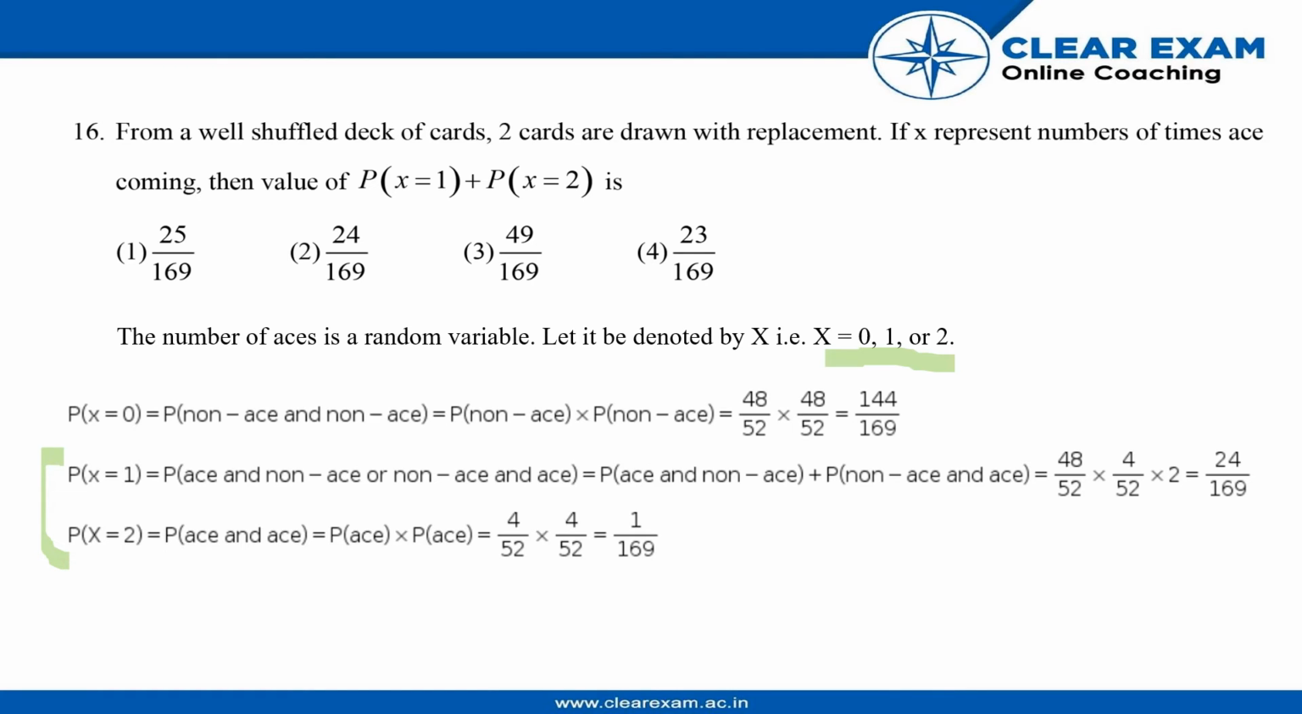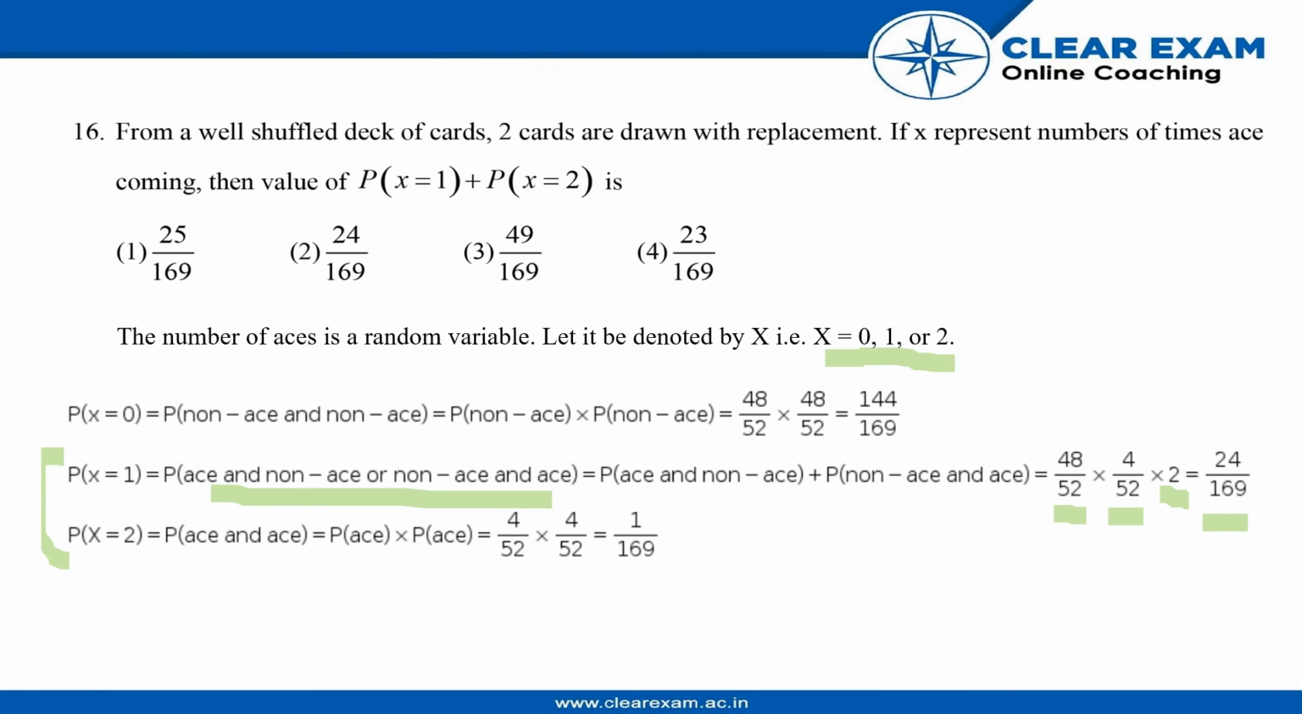So the possibility of getting one ace and the other non-ace, and the other way around, that is non-ace and ace. So we will take into account both the cases. Therefore the probability will come out to be 48 by 52, that is the case for non-aces, into 4 by 52, that is the case for aces. And as there are two possible combinations, ace and non-ace or non-ace and ace, as we can see right here, so multiply it by 2 and we will obtain 24 by 169.